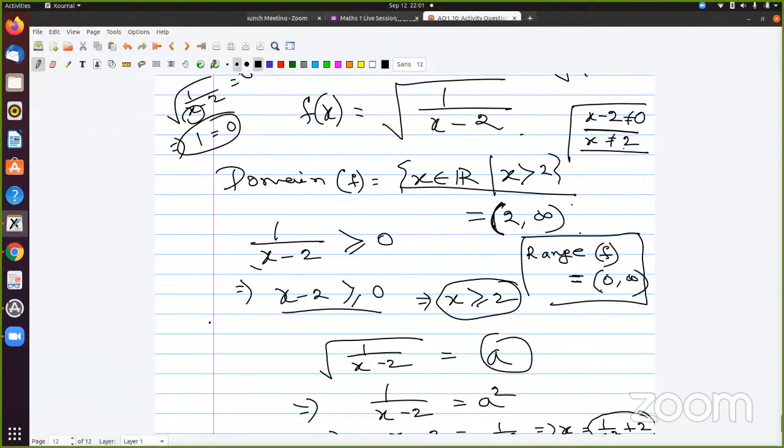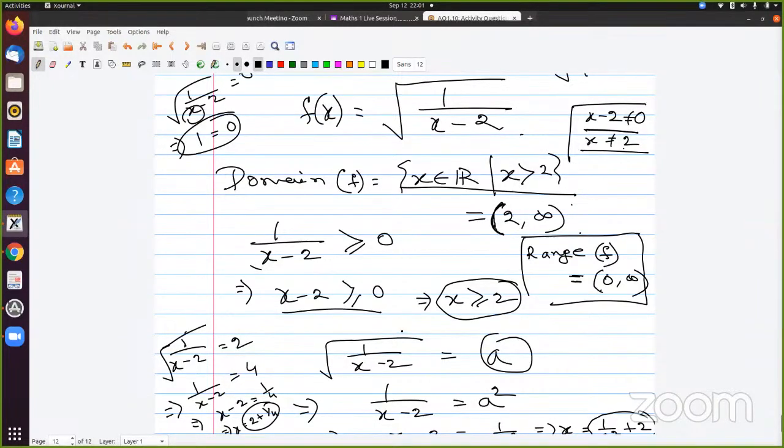Okay, so let me find what the input should be for output 2. Let's see if I can find it. The square root of x minus 2 should be 2, so x minus 2 should be 1 by 4, then x is 2 plus 1 by 4. If I give 2 plus 1 by 4 as my input, I am claiming that my output is 2.